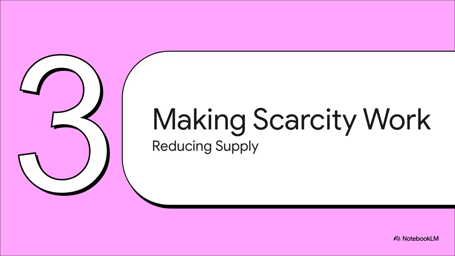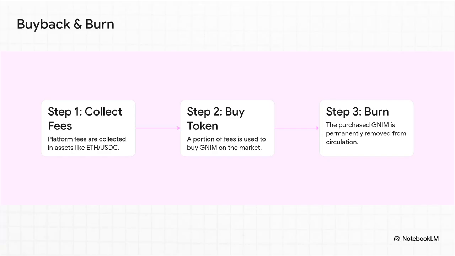All right, so we've got the demand side covered. Now let's flip over to the other side of the classic economic coin, supply. This is where the engine gets a really powerful, self-reinforcing flywheel going. Here's how it works. The platform collects fees, right? In stuff like ETH or USDC. It takes a chunk of that money and uses it to automatically buy its own GNM token right off the open market. Then, and this is the key part, those tokens that it just bought are permanently destroyed, gone, poof, they're burned. What this does is create this constant, systematic reduction in the total supply, and it's tied directly to how much the platform is being used.